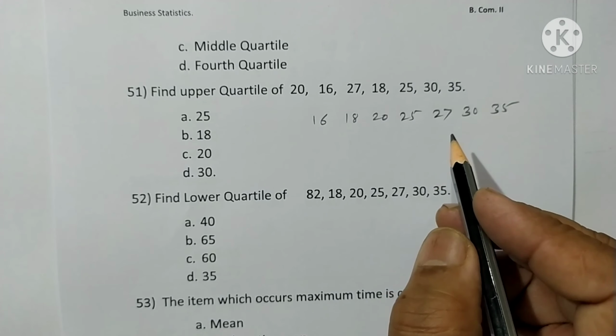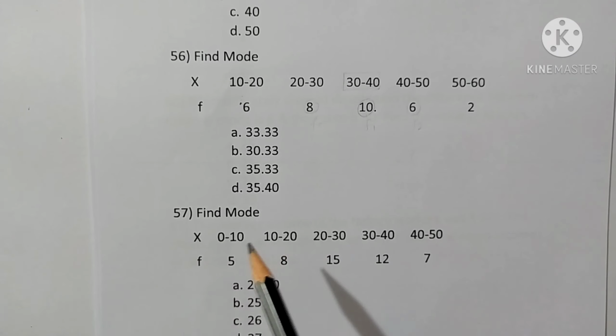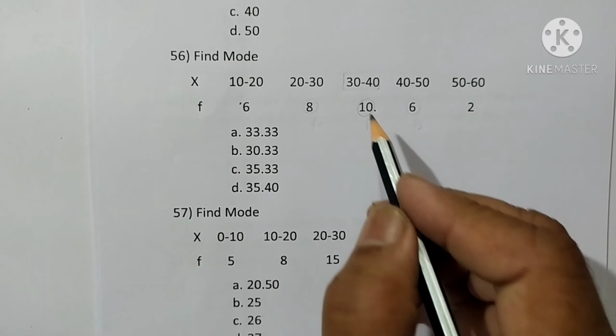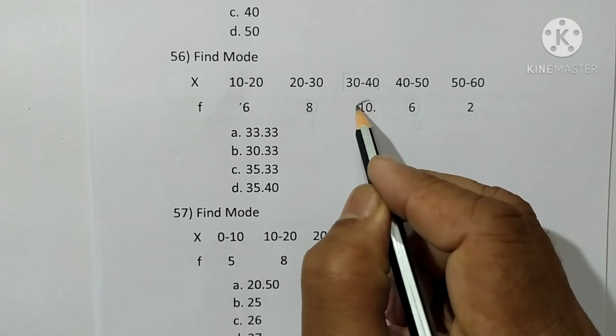Question 56. Here grouped data is given. The maximum frequency is 10, called F1. The previous one is called F0 and the next is called F2, and this is the modal group. Just we find the answer by putting the values in the formula. The mode formula is like this: L plus (F1 minus F0) divided by (2F1 minus F0 minus F2) into i.